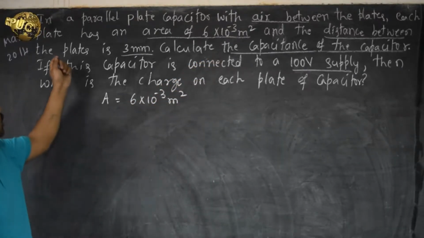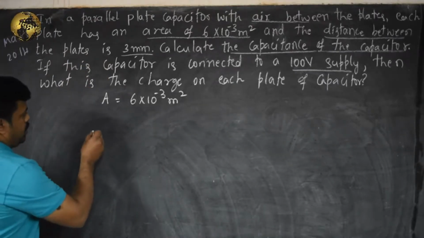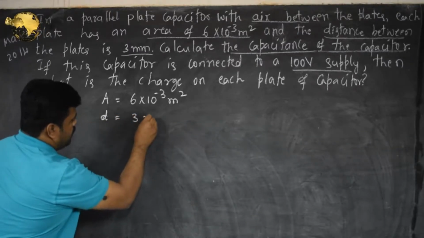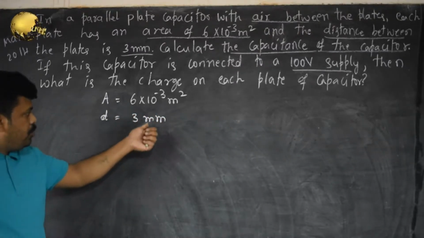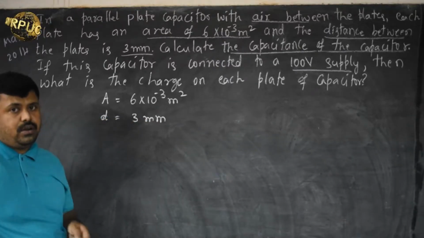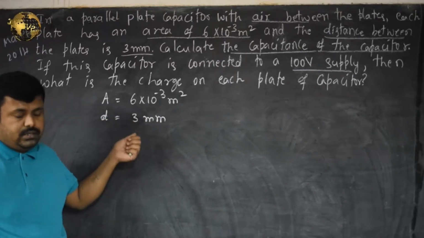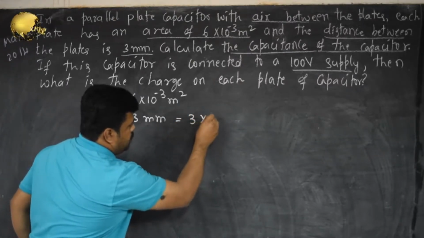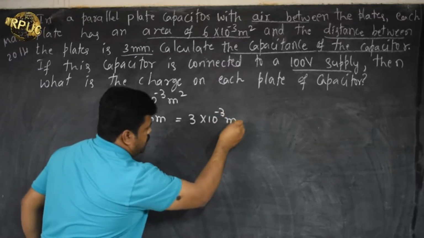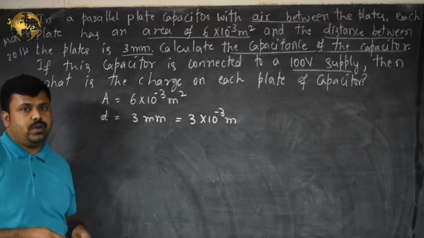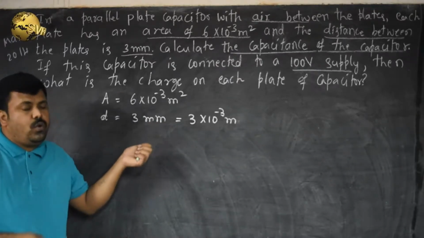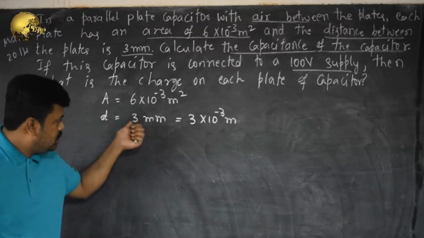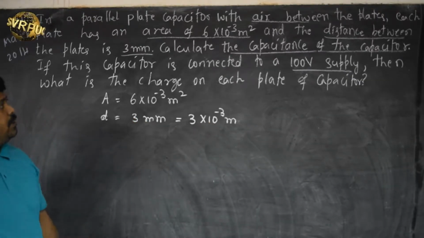So by this method also you can find out which quantity they have given. And the distance between the plates is 3 millimeter. Distance is represented with d. Millimeter is not the SI unit of distance. The standard SI unit of distance is meter. So milli means 3 into 10 to the power minus 3 meter. We need to be very conscious when taking the values. If you don't convert it to meter, the entire value is going to be wrong. So 3 millimeter is 3 into 10 to the power minus 3 meter.